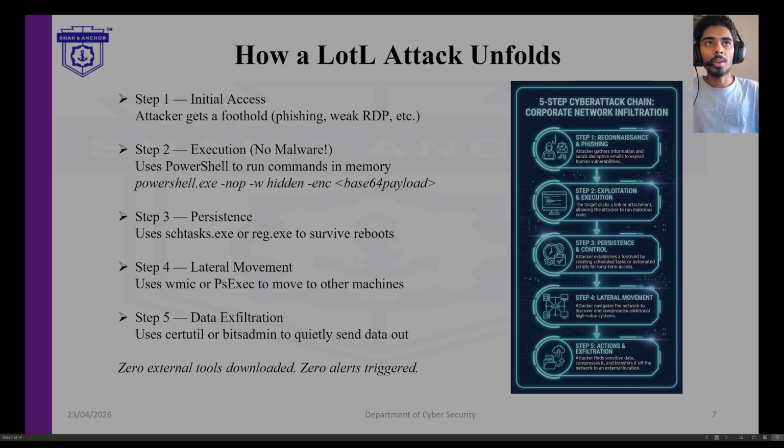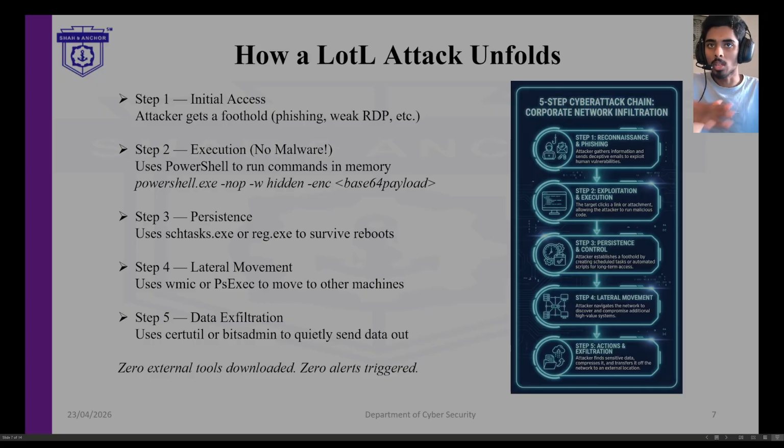So let's see how an LOTL attack unfolds. Step 1 is initial access. The attacker first gets a foothold, maybe through a phishing email, a weak RDP password, or a vulnerability in a web application. This is the only noisy part of the attack.